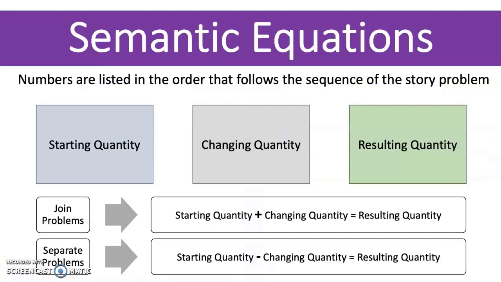Semantic equations are typically written for the action word problems join and separate. Join word problems would list the starting quantity, then add the changing quantity to find the resulting quantity. Similarly, separate problems are written the same way except the changing quantity is subtracted. Since semantic equations list numbers in the same sequence as the story problem, it is easy to identify what the unknown quantity is. Identifying the unknown quantity will help you accurately classify action word problems.